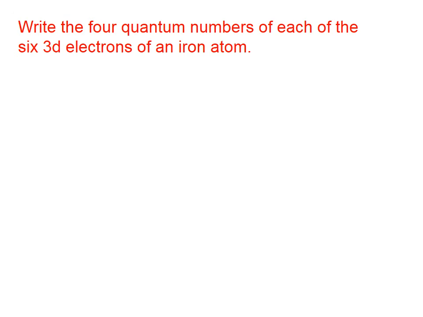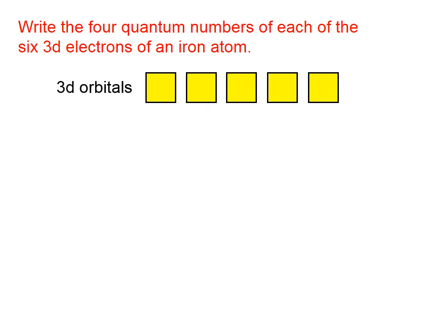So let's write the 4 quantum numbers of each of the 6 3d electrons of an iron atom. D orbitals come in groups of 5. Iron ends with 3d6. So we need to put 6 electrons into these orbitals, and then we need to tell the address for each of those electrons. Now the first quantum number is going to be 3, because we're in 3d orbitals. The second quantum number is going to be 2, because anytime you have d orbitals, the second quantum number is 2. So all of these addresses are going to start with 3, 2.